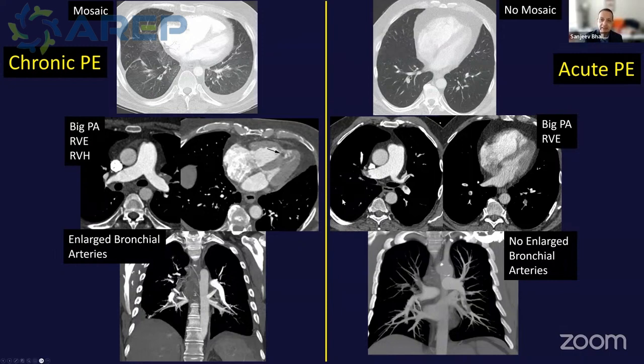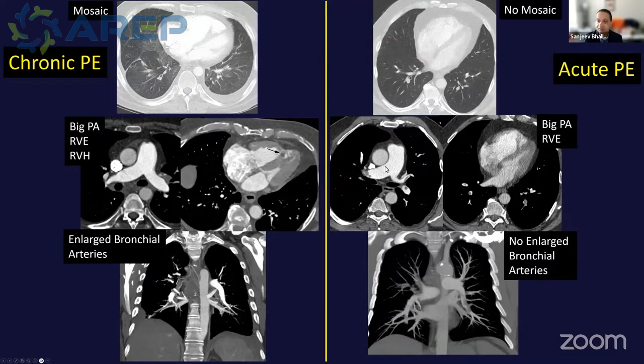So chronic PE is much more likely to result in parenchymal mosaic attenuation, very different. This mosaic attenuation represents hypoperfused areas of the lung, and this is really needed to make the diagnosis of chronic thromboembolic pulmonary hypertension. Because it's pulmonary hypertension, we see big pulmonary arteries, big right ventricle, but there's right ventricular hypertrophy, which tells us that there's been long-standing elevation of pressures.